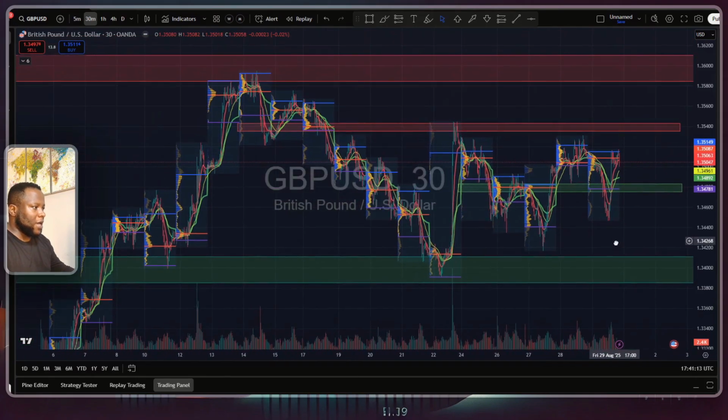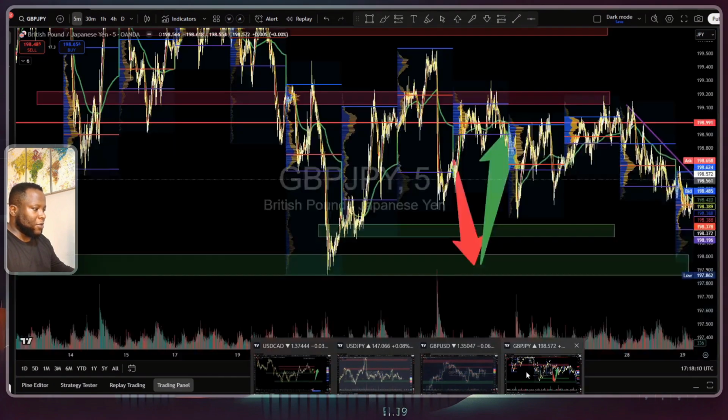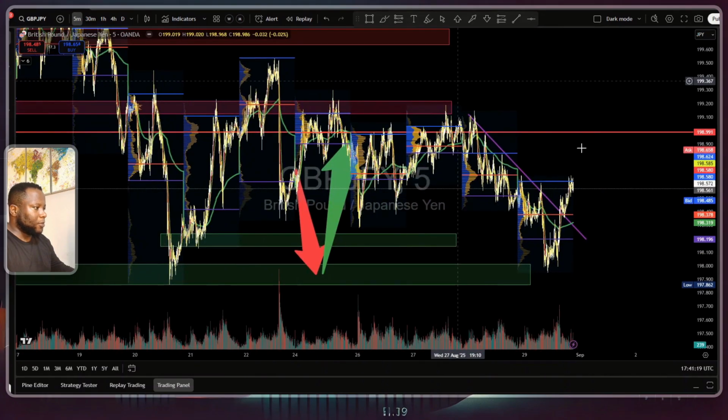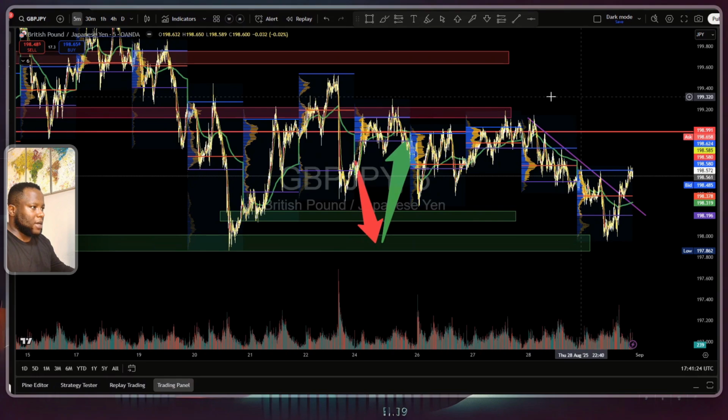That being said, that's all I have for the pound US dollars. We're gonna take a quick dive at the Great British Pound Japanese yen. We had this move on Friday. I'll just do this. Cancel that resistance support.